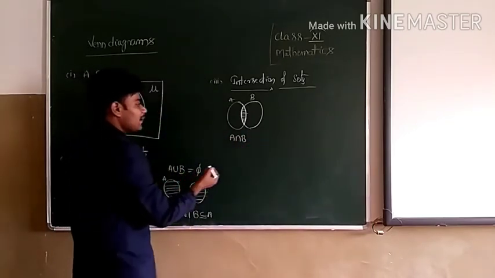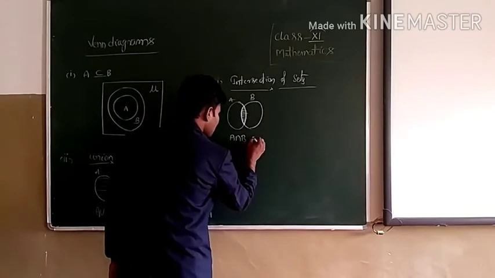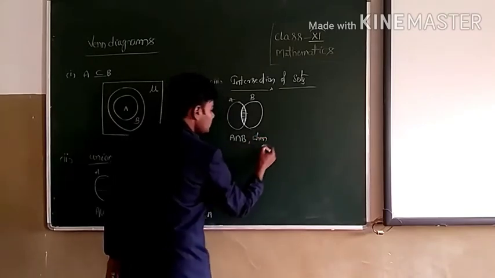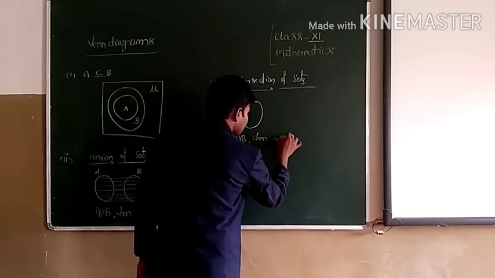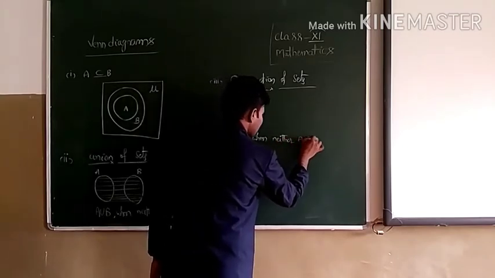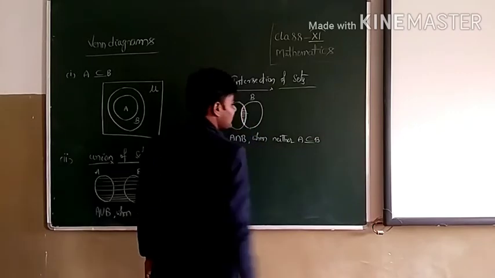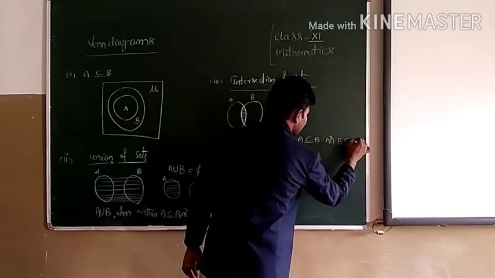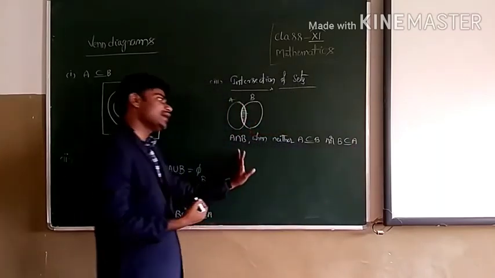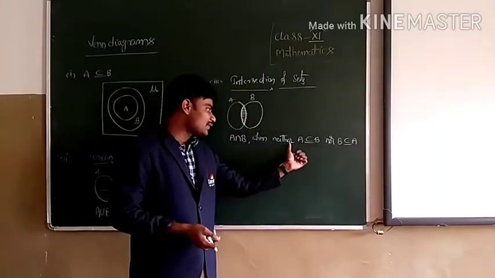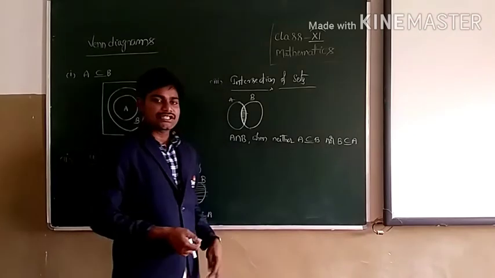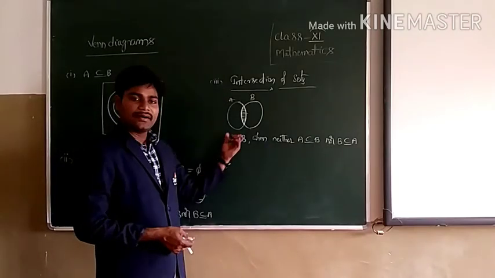So the condition is the same: neither A subset of B nor B subset of A. Already I told you that if A is a subset of B and B is a subset of A, then A is equal to B, then we can find out the subset we have to consider, right?